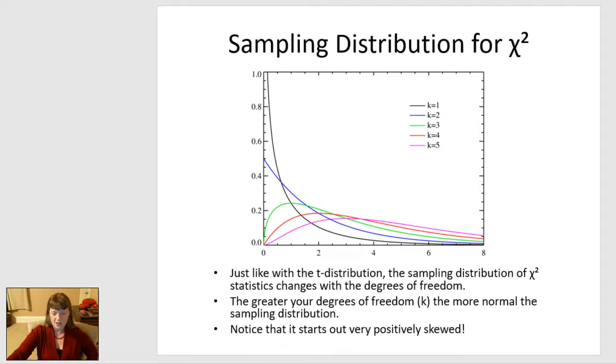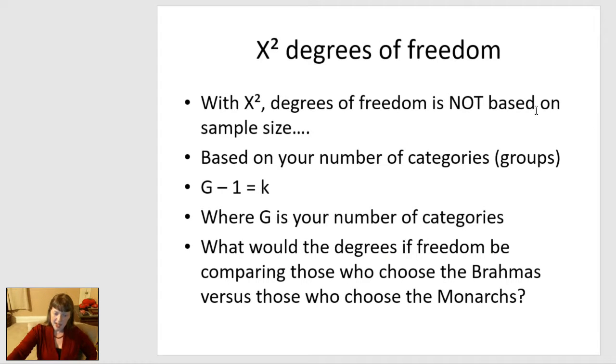For example, the distribution here in black is based on 1 degree of freedom. The distribution here in blue is based on 2 degrees of freedom. The distribution here in green is based on 3. Red is based on 4 degrees of freedom. And the pink one is based on 5 degrees of freedom. And in a chi-square test, your degrees of freedom is based on the number of categories you have, not the number of people. And specifically, in a chi-square goodness of fit test, it's going to be the number of groups that you have minus 1.